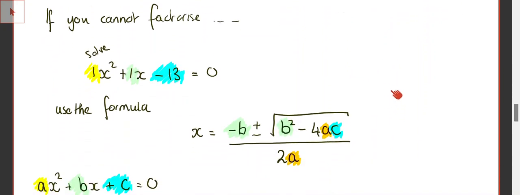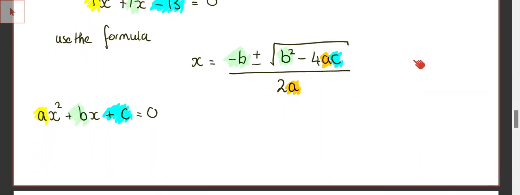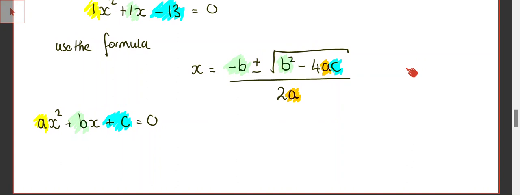So I then said, well, what if you cannot factorize? So I gave you an x squared plus x minus 13 is equal to 0. Clearly that's not going to factorize because nothing multiplies to make 13 and adds to make 0. And I said, right, if we can't factorize, we're going to use the formula. And I gave you a formula.